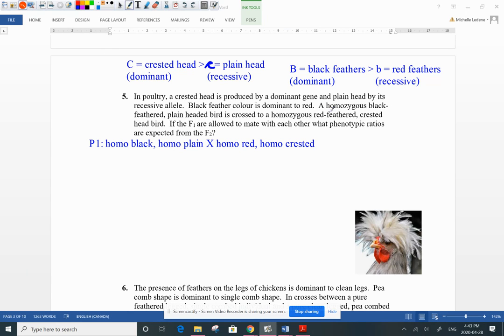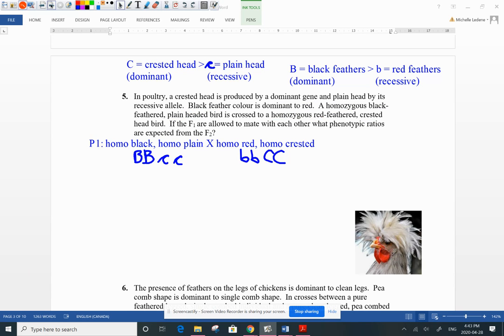It says the first parent is homozygous for black feathers, and this word homozygous also refers to plain head. Okay, so homozygous black, homozygous plain. The second parent, also homozygous, but this one is red and crested. So I got my phenotypes, the physical appearances. Are they black or red? Are they plain or crested?